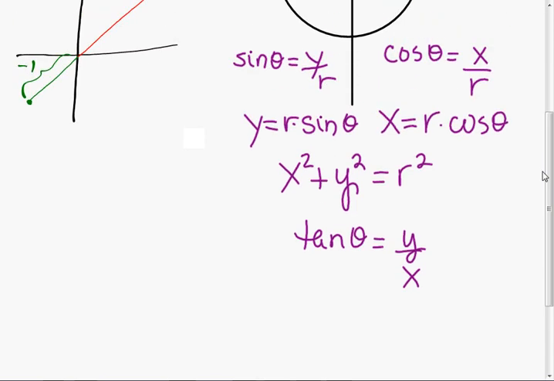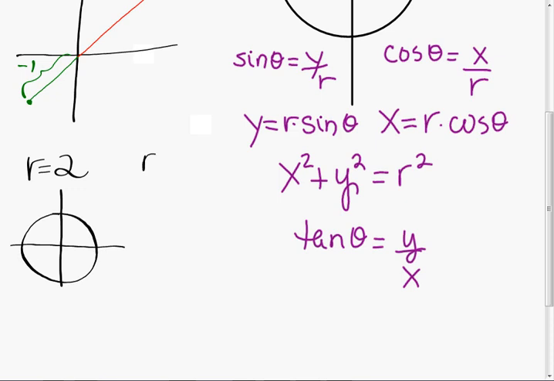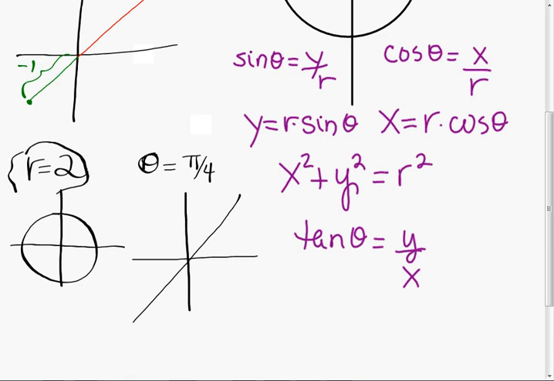You have to know some basic graphing. You have to know what r equals 2 looks like. What is that? It's a circle of radius 2. It's centered at the origin. You have to know what theta is equal to pi over 4. I think I have that right. Then that's just a line at 45 degrees. Because he could ask this. This one I've seen.